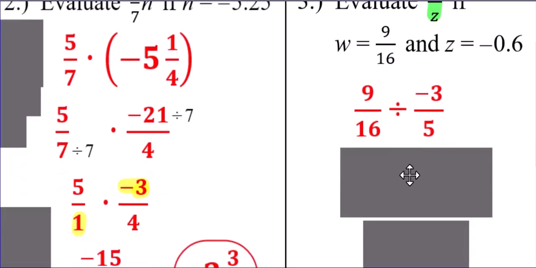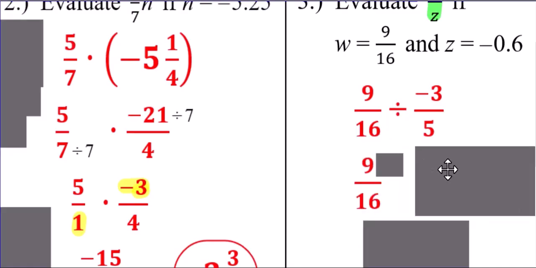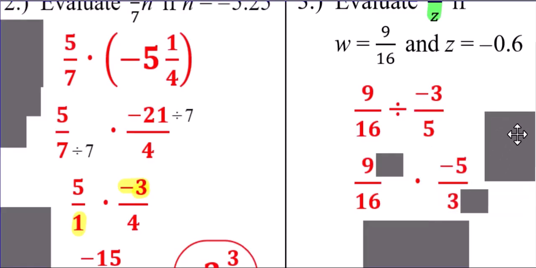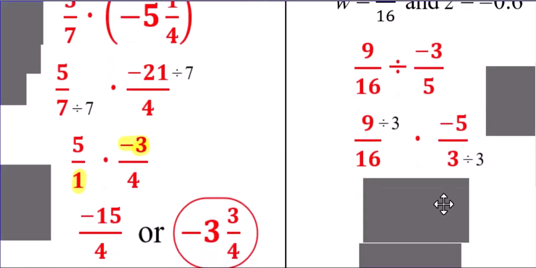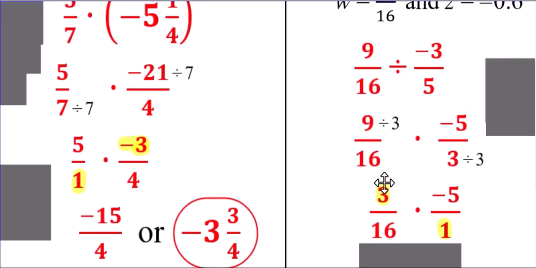All right, from here, I don't have any mixed numbers, so I don't have to make them improper fractions, but I do have division. Division is the same as multiplying by the reciprocal. And as I've taught you guys before, I like to keep the negative sign on top instead of on bottom. It just so happens that 9 and 3 are both divisible by 3, giving me 3 up here. 9 divided by 3 is 3. Down here, 3 divided by 3 is 1.